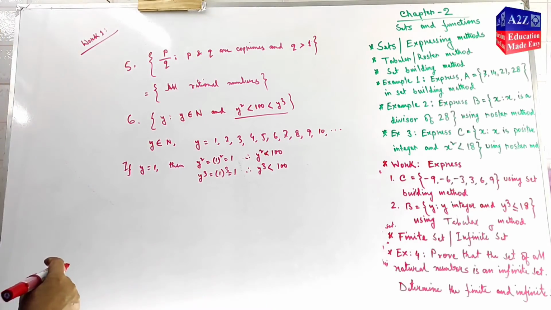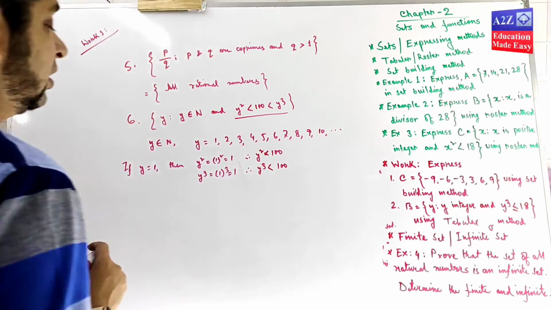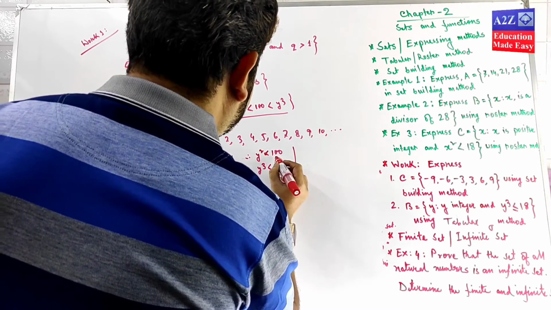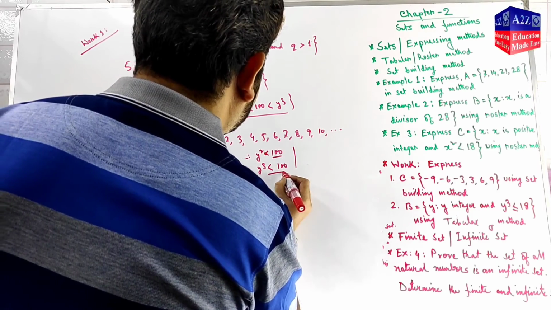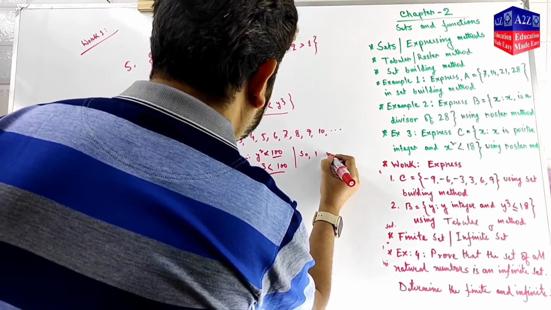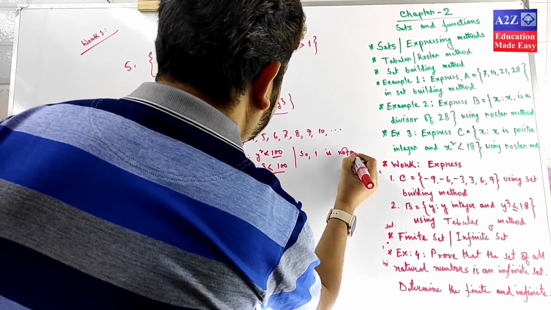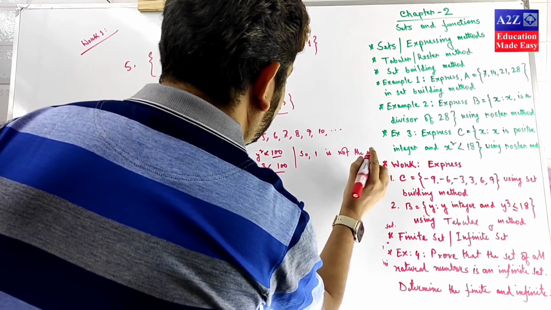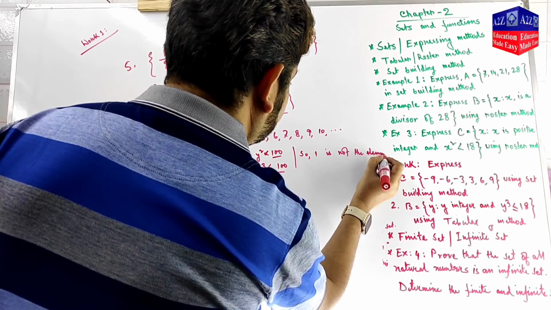Y cube is less than 100. It was supposed to be greater than 100, but it is less than 100. So from these two criteria, this criterion is satisfied, but this criterion is not satisfied. So 1 is not an element of this set.